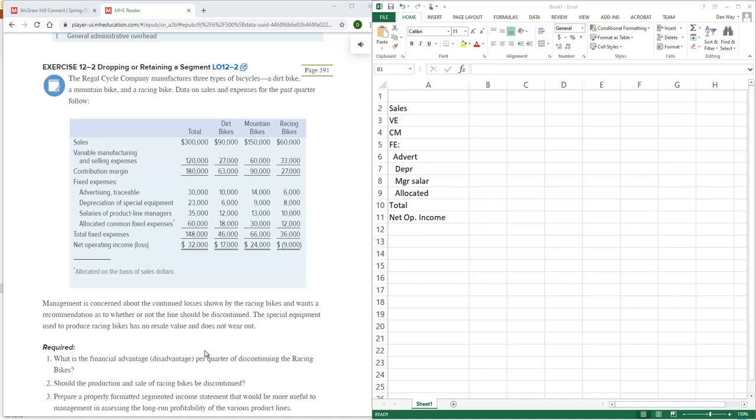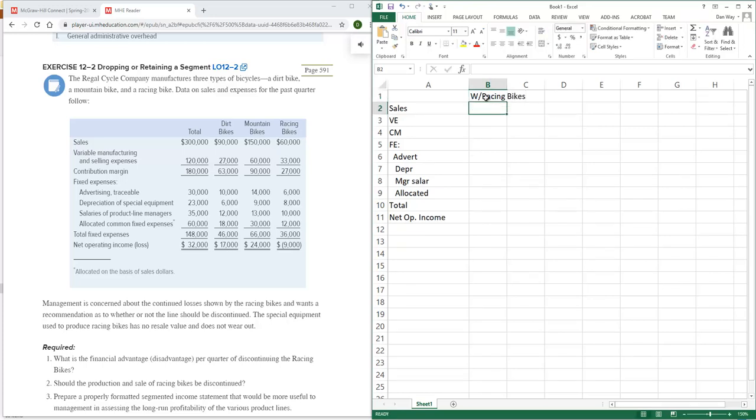So the first requirement is to determine the financial advantage or disadvantage per quarter of discontinuing the racing bikes. So there's a couple different ways we can do this. The first way would be to lay out the combined scenario with and without the racing bikes line and just look at the bottom line difference. So I've jotted down the line items here to do that.